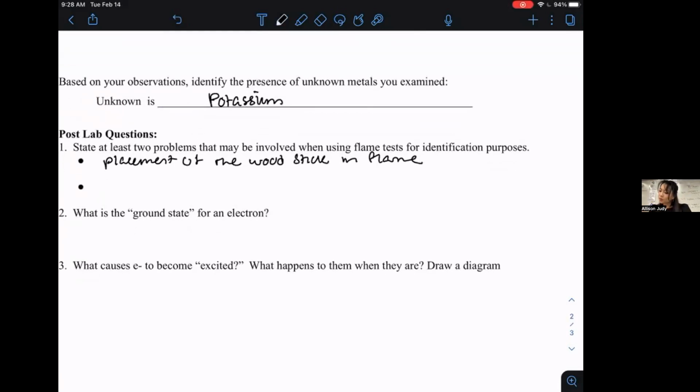Okay, what's another one that created an inconsistency? Hallie. Yeah, you're estimating. You're estimating color with the naked eye.